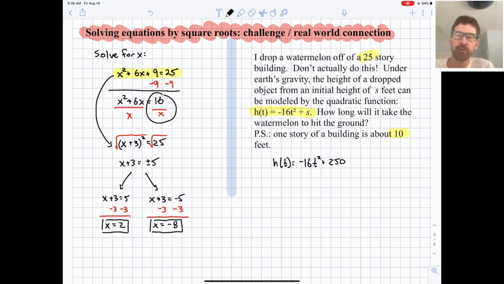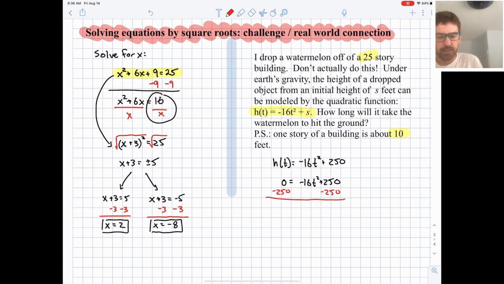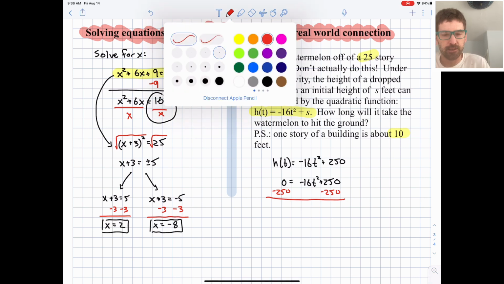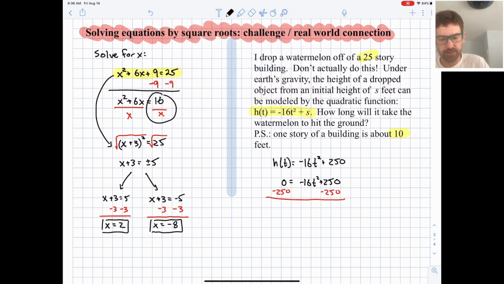And we're wondering how long it'll take the watermelon to hit the ground. So what's the height of the ground? Height of the ground is 0. Okay, and so let's go ahead and solve it. We are going to subtract 250 from both sides. Remember, we're trying to get all the t's on one side and all the number terms on the other side. So we have negative 250 equals negative 16t squared.